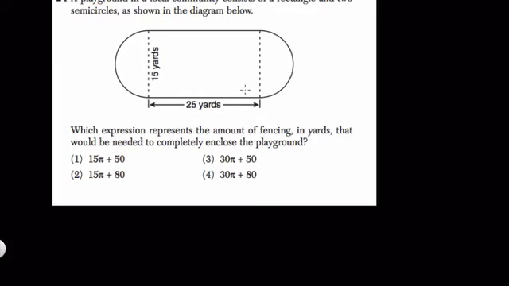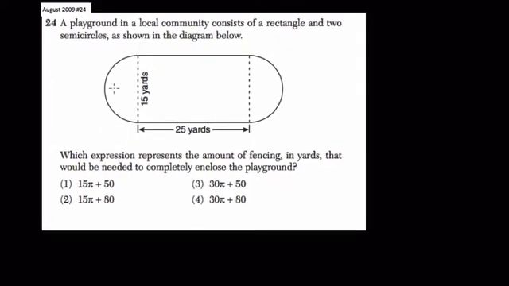Alright, so here, if you read through this, you have this playground and these dimensions, and they want to know the amount of fencing we'll need. In other words, they want to know the perimeter of the shape. So we have 25 here. This is a rectangle, they tell us, right? Or do they tell us that? Yes, it consists of a rectangle and two semicircles. So this is 25 up here.